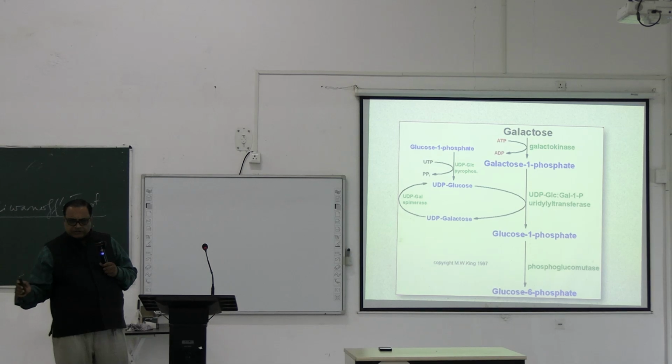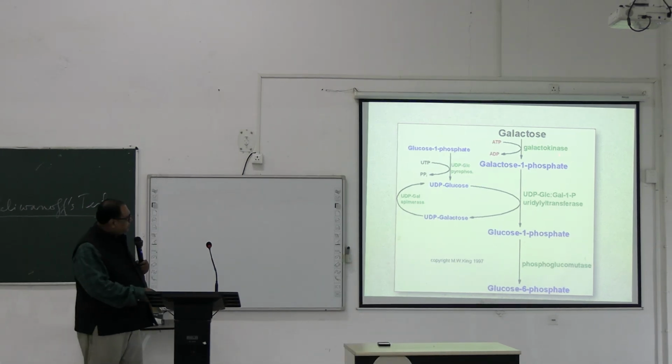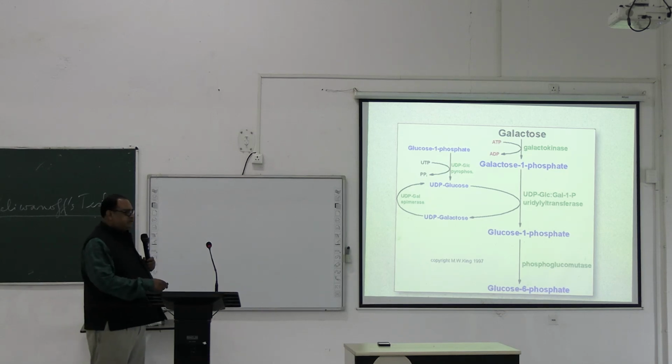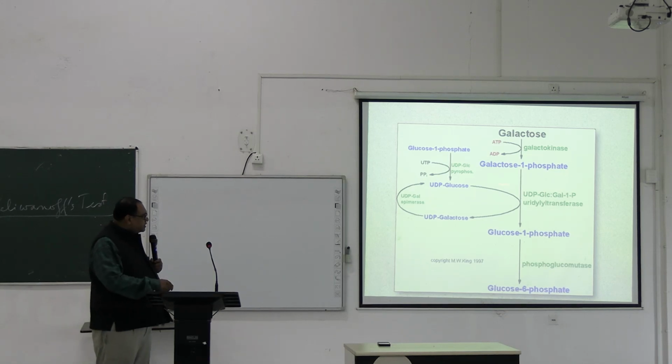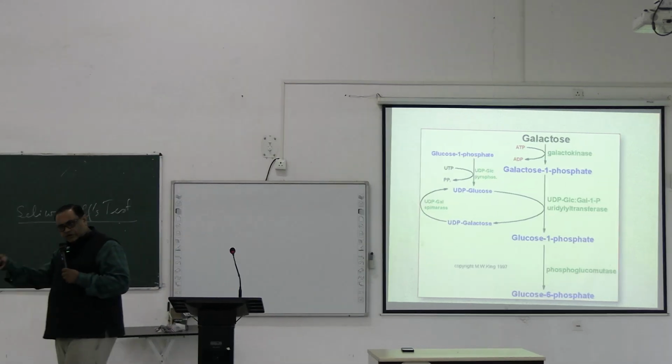We do not worry about that. We worry about the hepatic pathway. The hepatic pathway is operated by galactokinase. It requires ATP, it requires magnesium ion, and it forms galactose 1-phosphate, similar to fructose. Fructose has fructokinase, fructose 1-phosphate; galactose has galactokinase, galactose 1-phosphate.